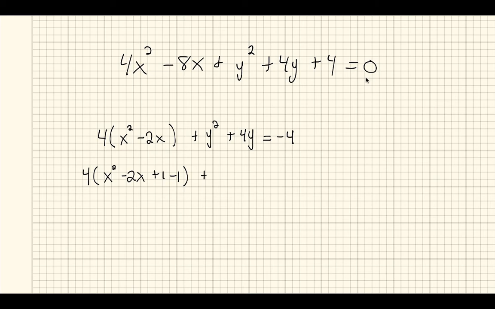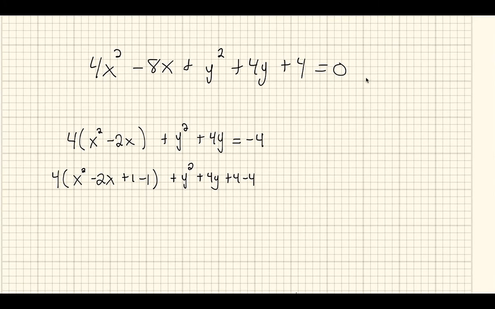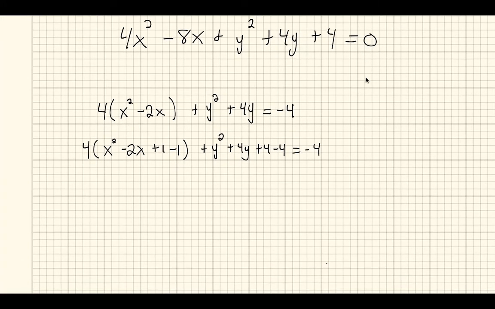Let's complete the square for the y's as well. This is y squared plus 4y. Half of 4 is 2. You square 2, and that goes 4. So we do a plus 4 minus 4. Still equals negative 4. Right.